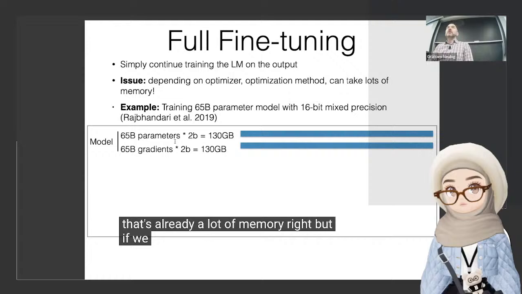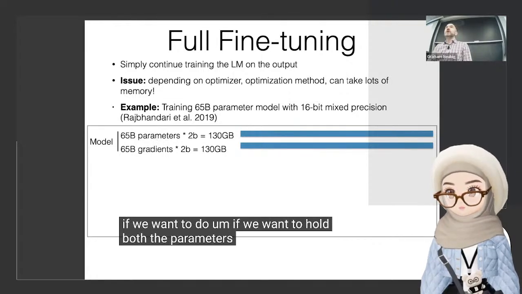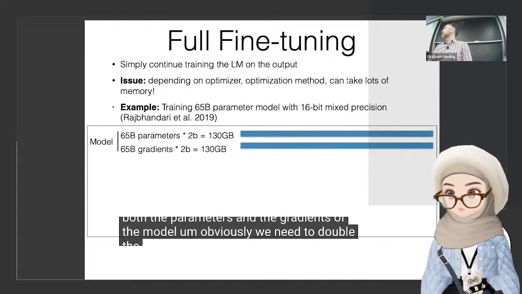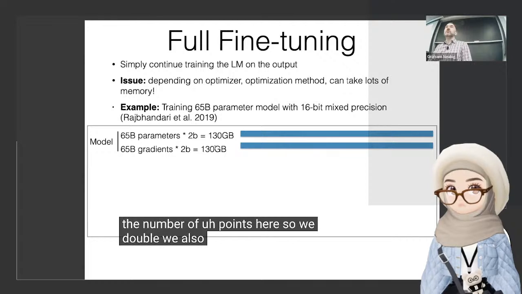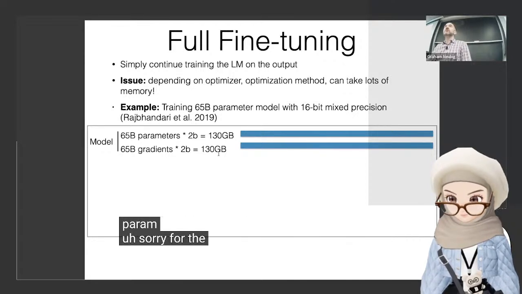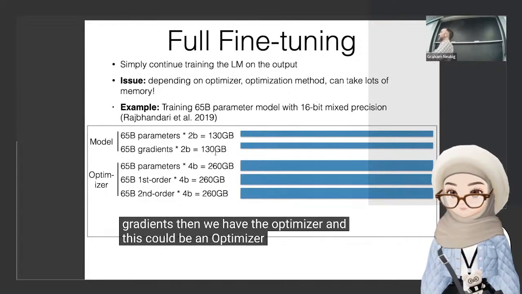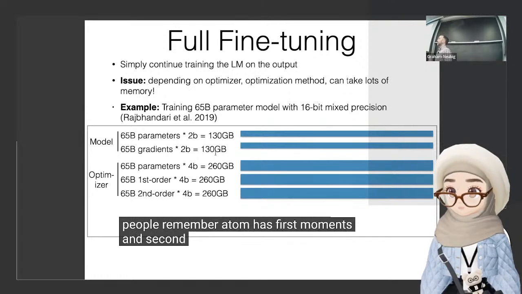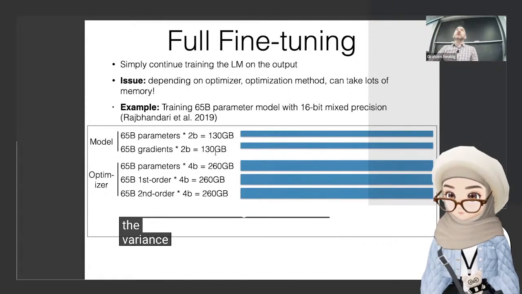But if we want to hold both the parameters and the gradients of the model, obviously we need to double the number of bytes here. So we also have 130 gigabytes for the gradients. Then we have the optimizer, and this could be an optimizer like Adam. If people remember, Adam has first moments and second moments, so it has the mean and something that looks like the variance.